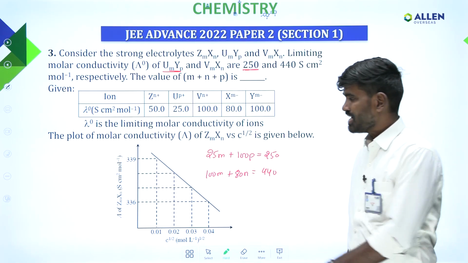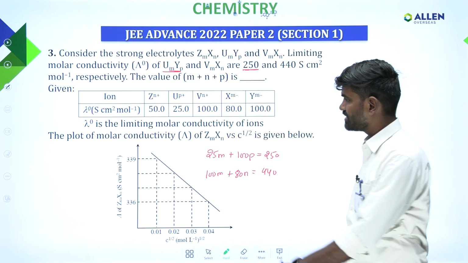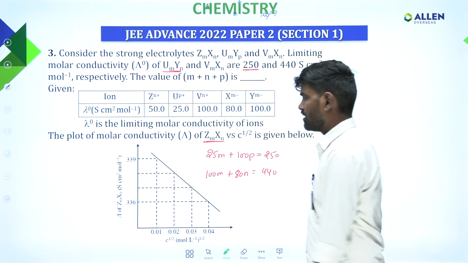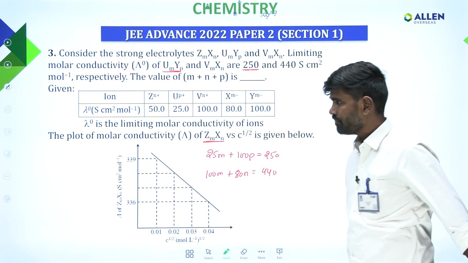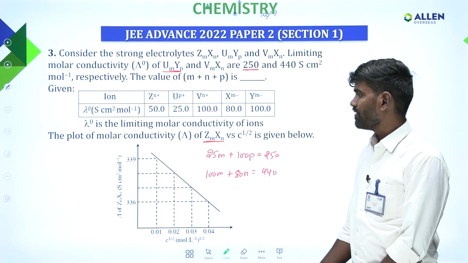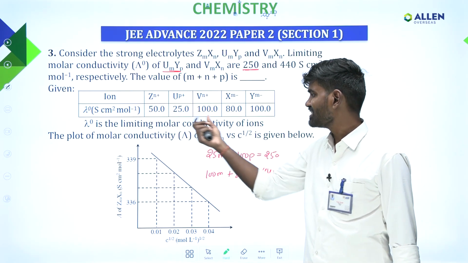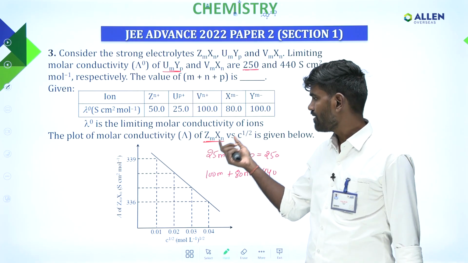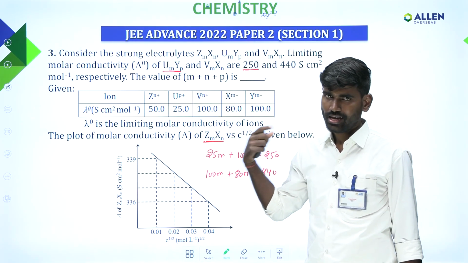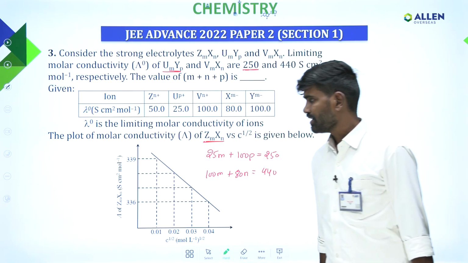And for the third equation, I have been given this graph. From the graph, how can I proceed? This graph belongs to the ZmXn compound, and is plotted versus root C. I need to get the value of the limiting molar conductivity for this also, because I have been given the data of Z and Xn. So if I can somehow get its limiting molar conductivity, I will again write such an equation from the given data and solve that equation. And for limiting molar conductivity, I have been provided the graph, right?